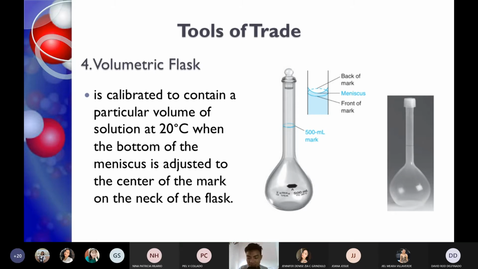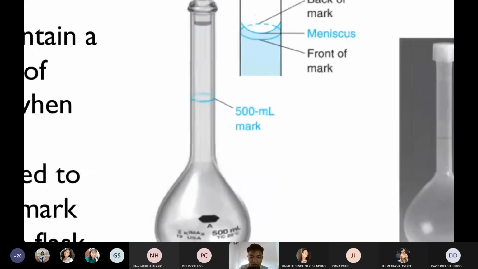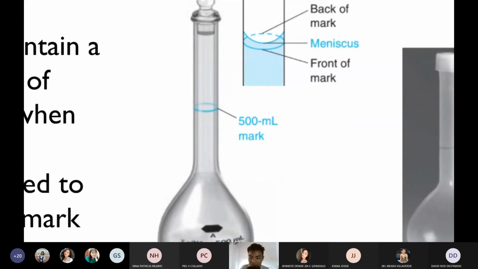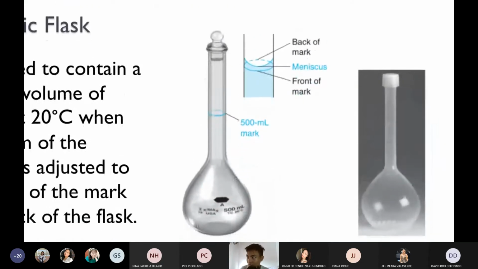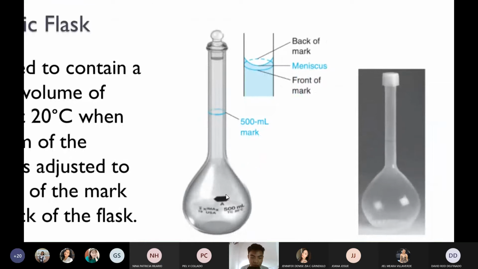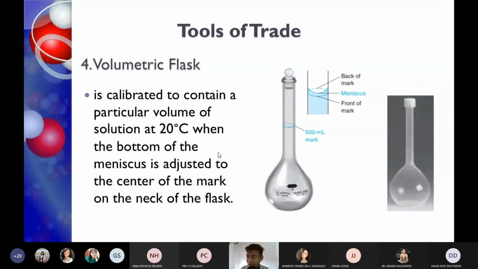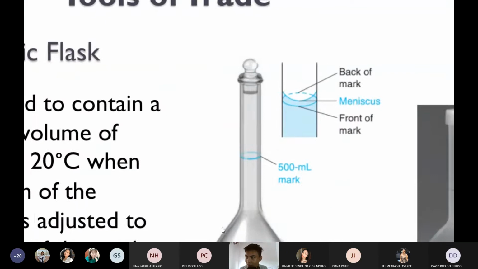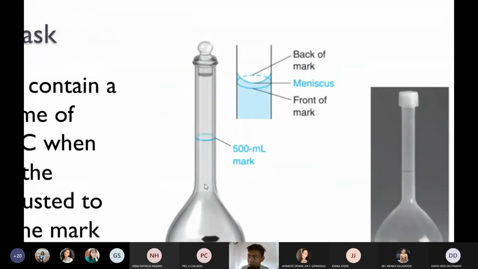Okay? Bakit siya fixed? Kasi iisa lang yung graduation dito. Sa neck, okay, so dalawang part yan. Ito yung neck. Hindi ko alam kung ano tawag sa baba. Basta nandun sa neck yung nag-iisang mark. Very thin line, no? Na pag na-reach mo yung lower meniscus doon, ibig sabihin 500 ml na yan or 100 ml na yan. So hanggang doon lang siya.